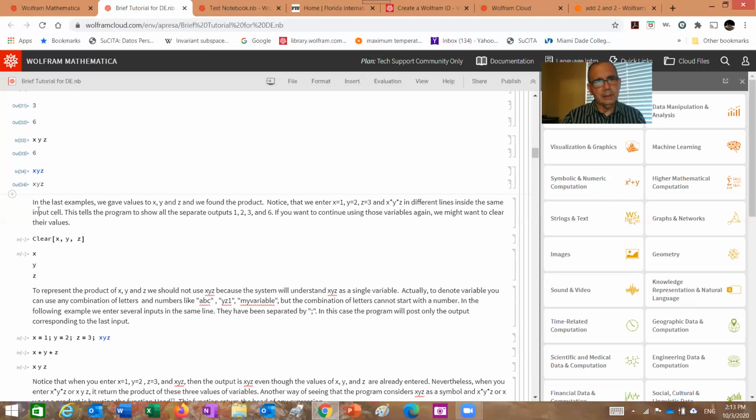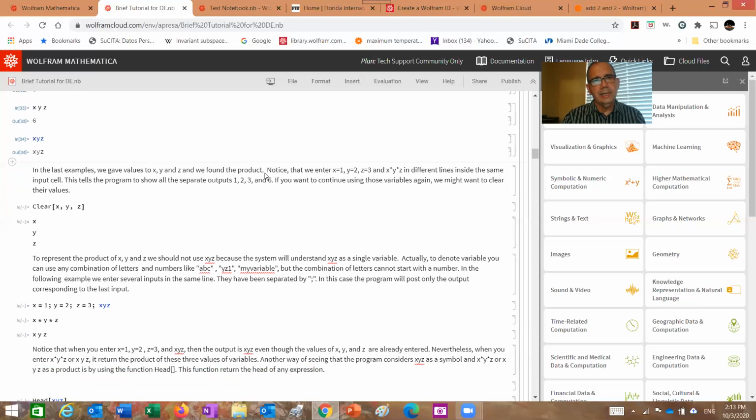And this is what I explained here. In the last examples, we gave values to x, y, z, and we found the product. Notice that we entered x equals 1, y equals 2, z equals 3, and then x times y times z on different lines. This is telling the program to show all separate outputs. The outputs are going to be 1, 2, 3, and 6. It means if you want to continue using those variables in what follows of this notebook, you have to clear the values as soon as you are done.